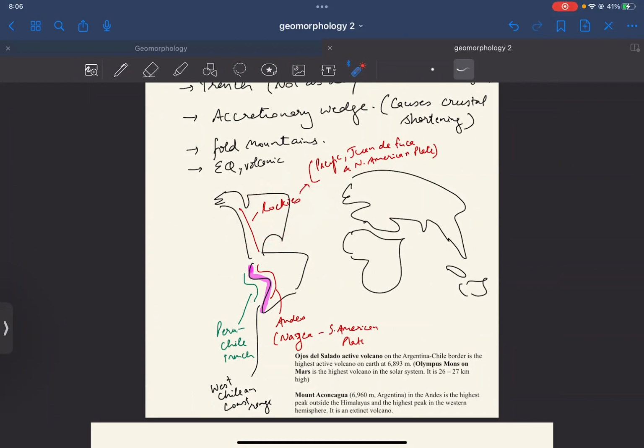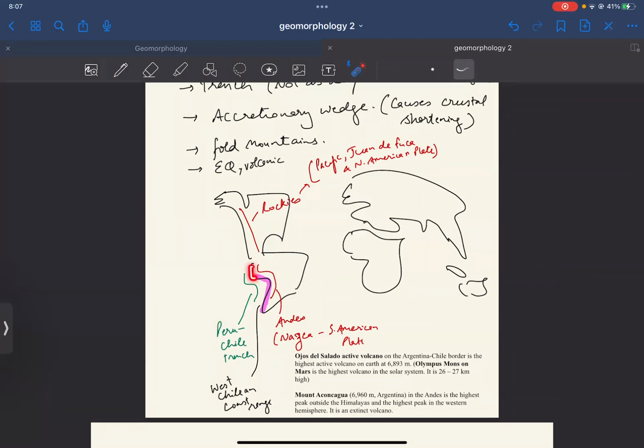So which all plates are involved? Pacific plate, North American plate, Juan de Fuca plate. Likewise in South America, which all plates are involved? Nazca plate and South American plate. So Andes Mountains are formed. So which trench? Famous trench known as Peru-Chile trench is formed.